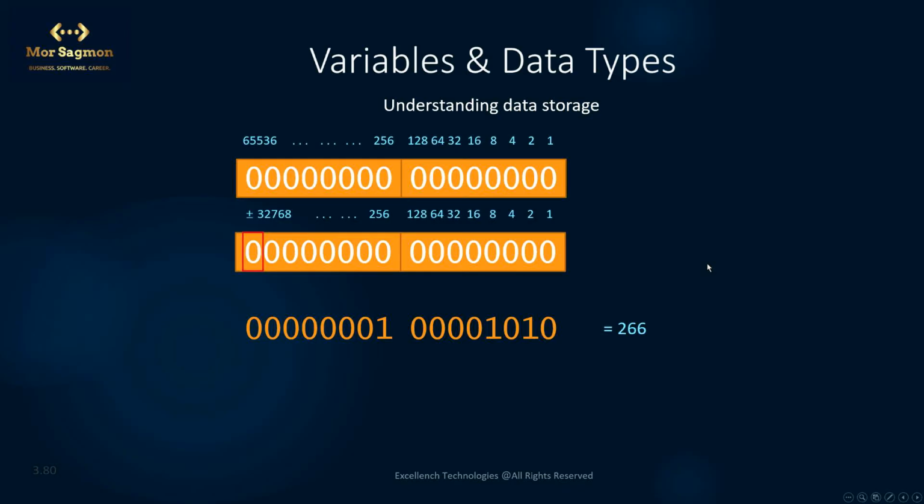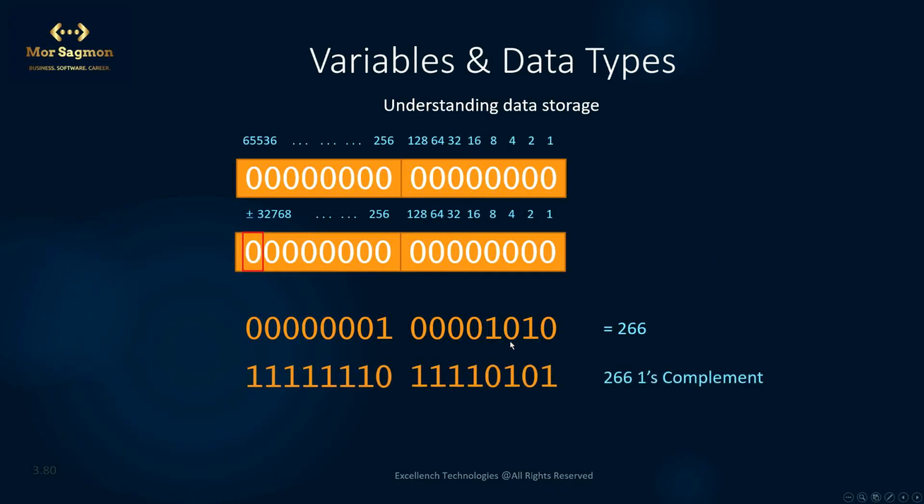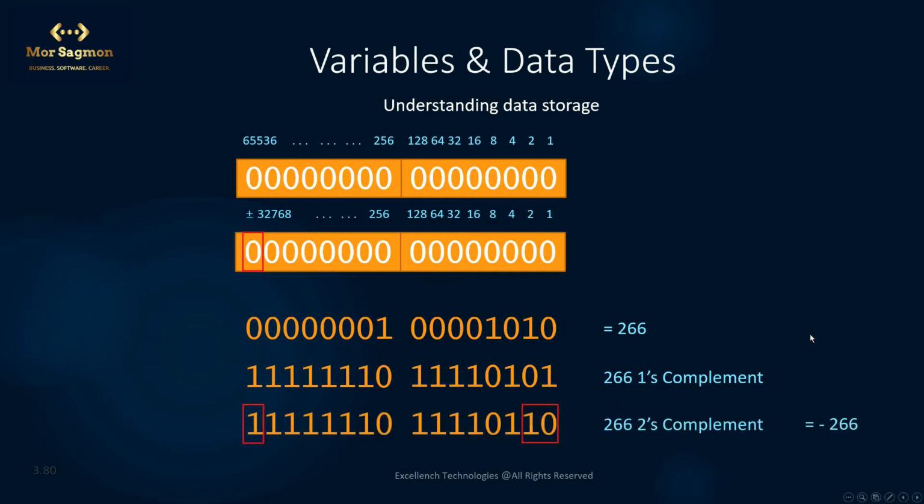Now, in order to do the trick to represent negative 266, we first take the 266 representation and apply the first complement to it, which is basically just toggling all of its bits. So every bit that was 0 now becomes 1, and every bit that was 1 now becomes 0. This is 266 first complement. Then we do the second complement on that representation, which is basically adding 1 to the ones complement.